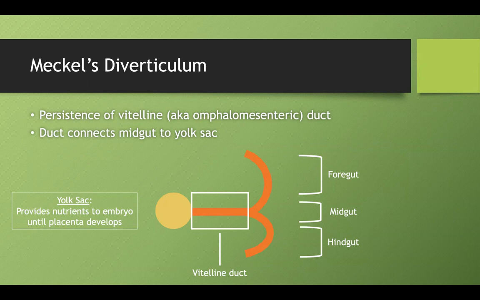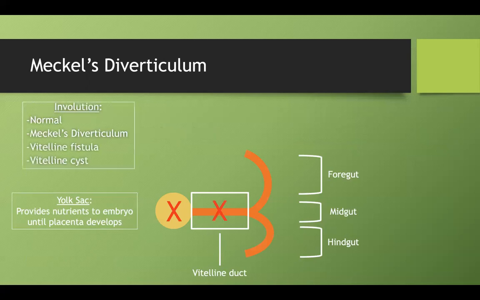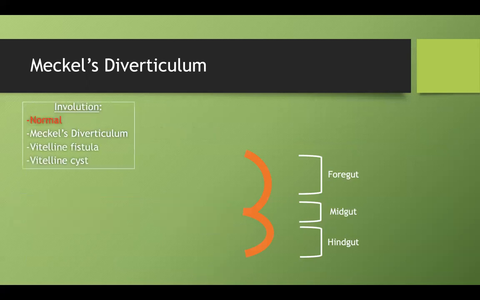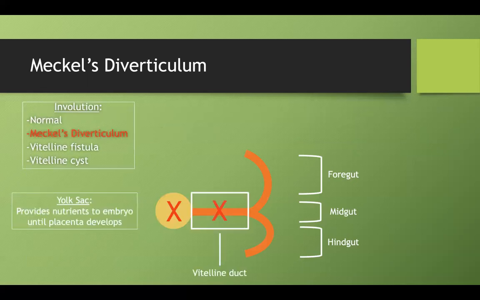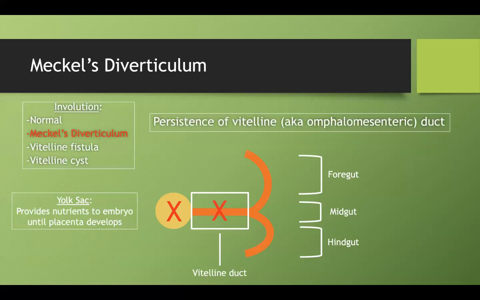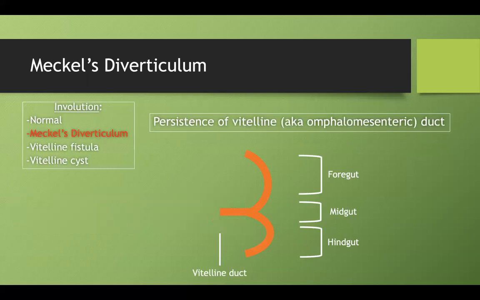So once the placenta is big enough and it's starting to carry the load, we don't really need our yolk sac or our vitelline duct anymore, and they actually involute. So these will naturally go away, and that's totally normal. So if we look at normal involution, what that would look like is everything's gone, no problems. In Meckel's diverticulum, we're going to have some persistence of the vitelline duct. So instead of involuting all the way, we might have some persistence right here.